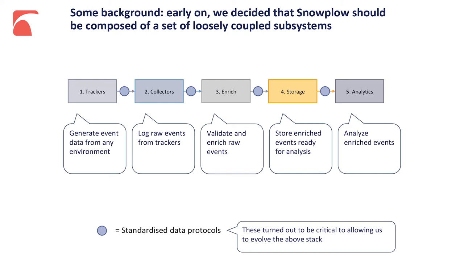One thing we did early on is decide that Snowplow should be composed of a set of subsystems. Essentially we had trackers first, for generating event data from any environment. Then we had collectors, which were all about logging raw events from a tracker or multiple trackers. Then enrichment, so validating and enriching the raw events. Then storage, obviously, so you've got to put the enriched events somewhere. And then analytics, because you want to do different analyses on the events.